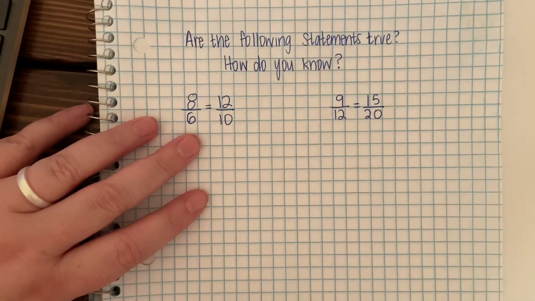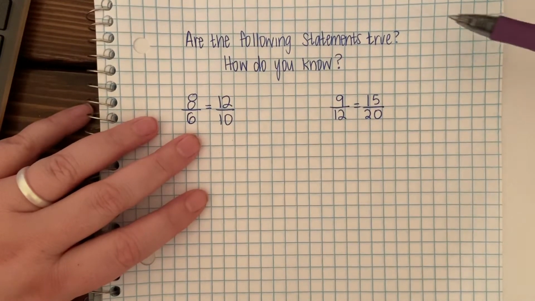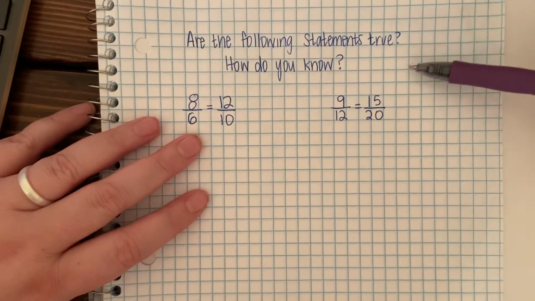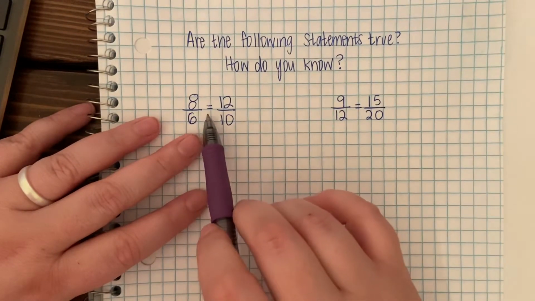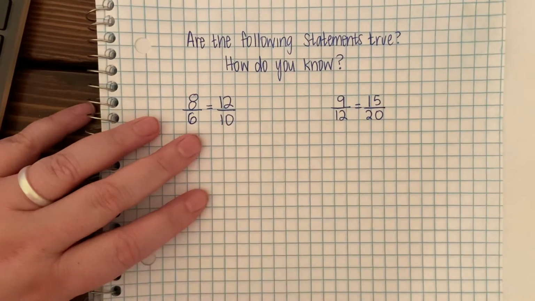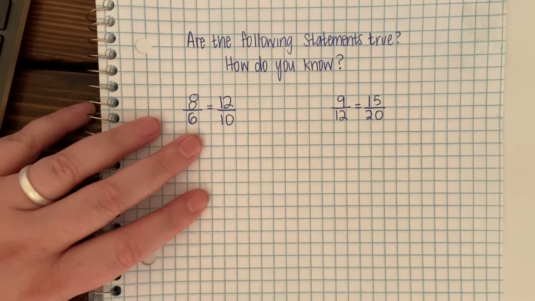So today we're going to think back to middle school and think about how to look at similar fractions. Your warm-up question is going to ask you, are the following statements true? And how do you know? For example, if we look at the fraction 8 over 6 is equal to the fraction 12 over 10, we want to know whether or not that's a true statement.